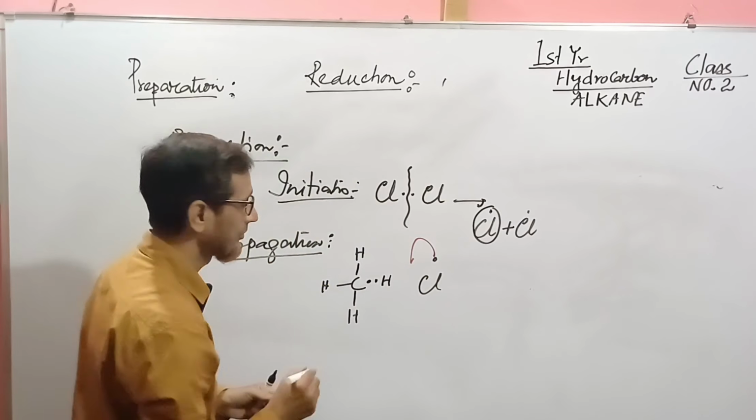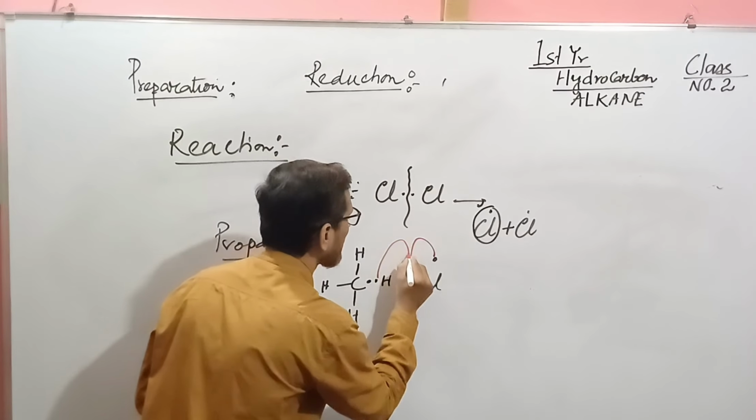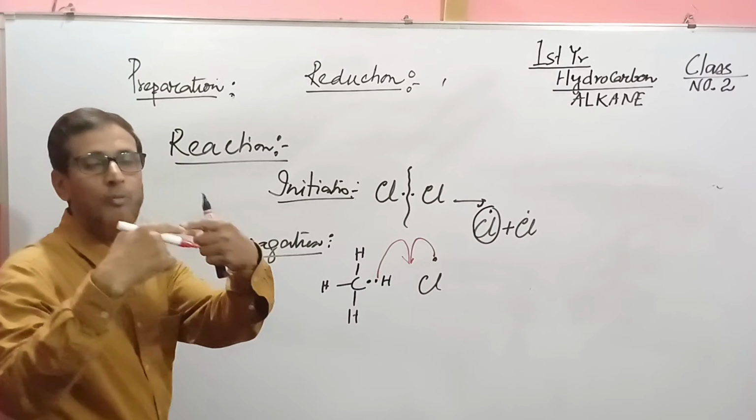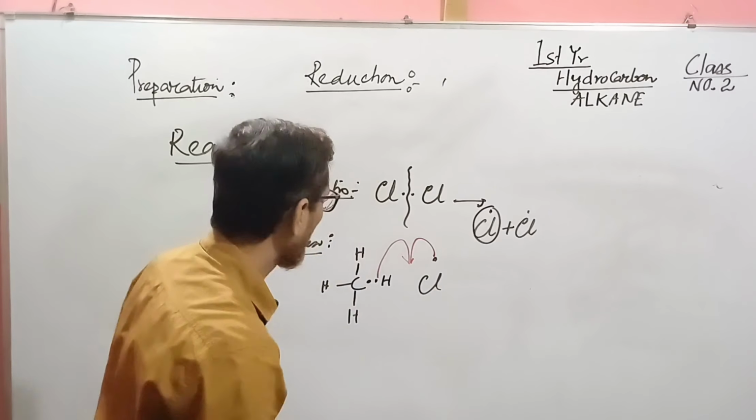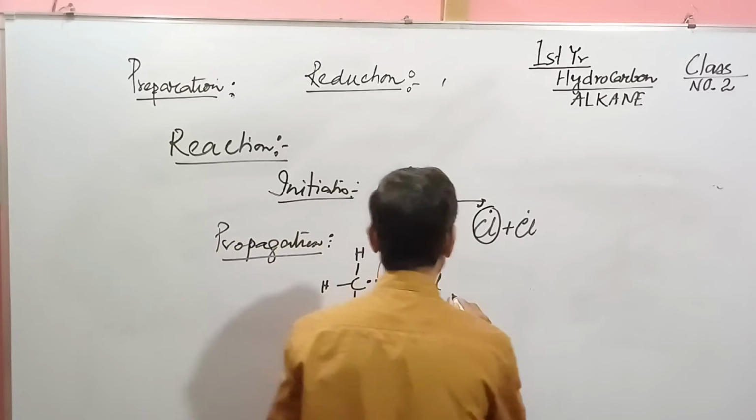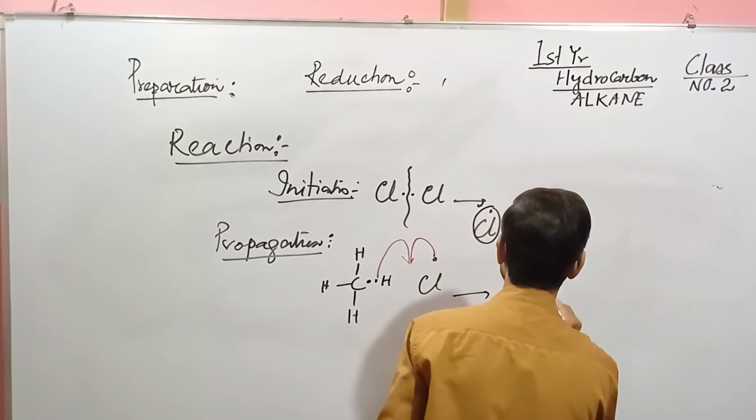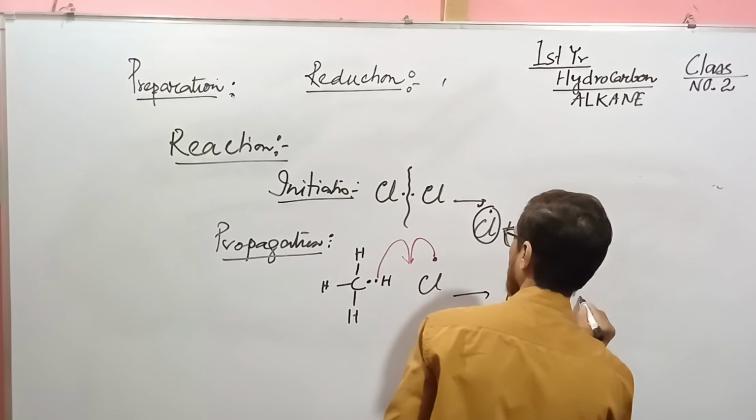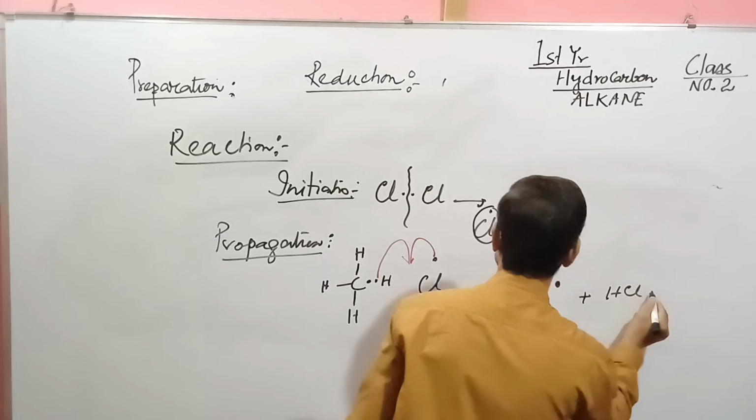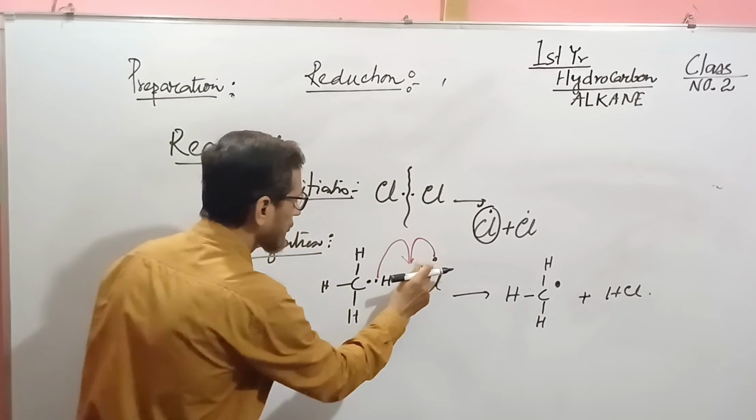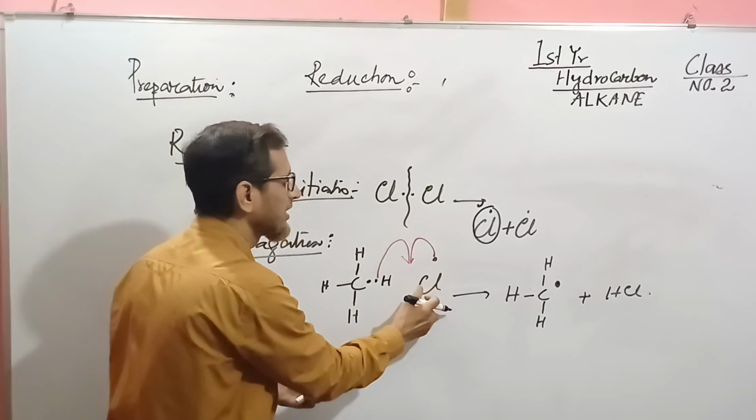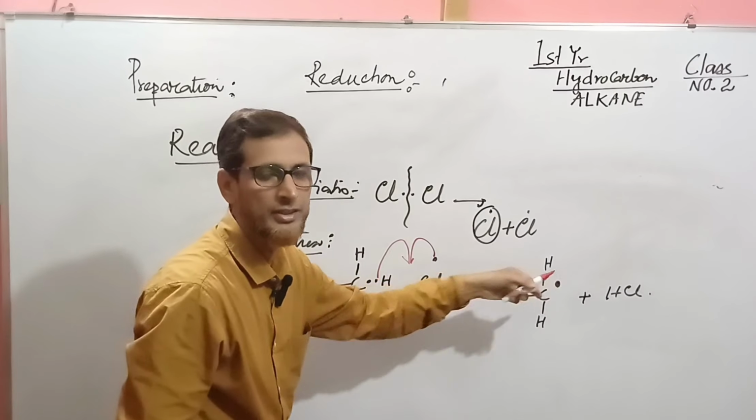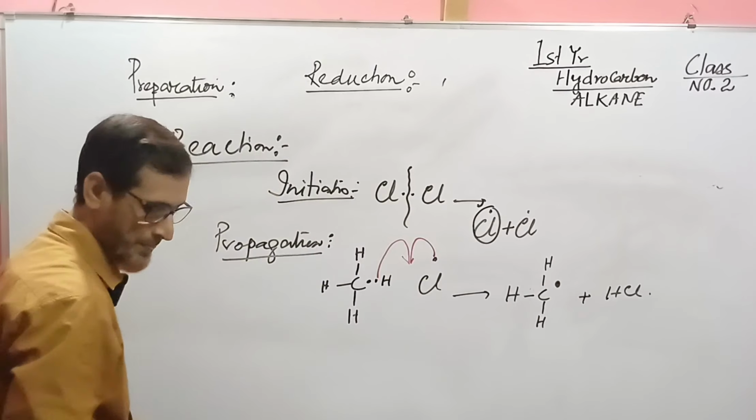It is a half arrow. This is a half arrow. These two electrons will give you one bond, one line, one bond. Am I right? So what do we get here? CH3 free radical and HCl. These two electrons will give one bond with Cl. So HCl. Now this is a free radical, CH3 free radical. You can write CH3 free radical.